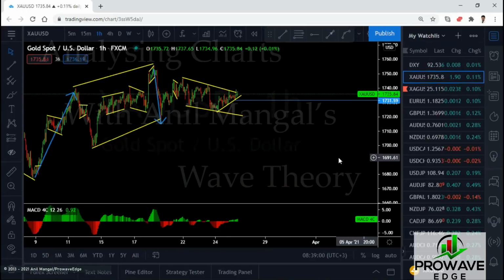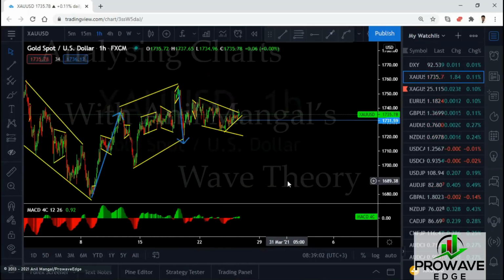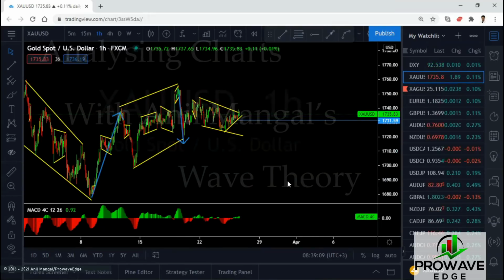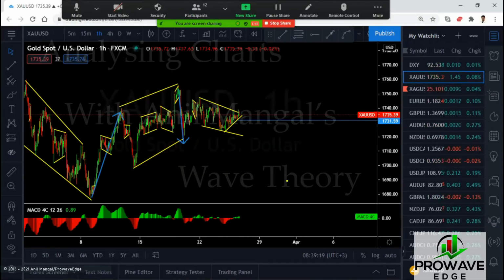Gold. This is the pattern we have. Remember, we said this was going to be likely a running flat, and we'll break this top and then go down. Well, we didn't break the top. Now, it's not necessary that you break the top for a running flat. But if you don't break the top, what is necessary is you have to follow with a very sharp impulse to the downside, which didn't happen. So that means we're still in correction.